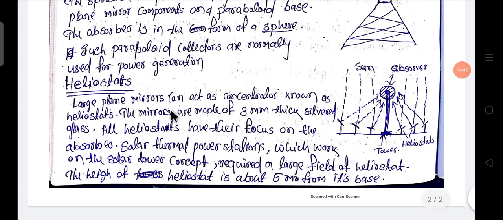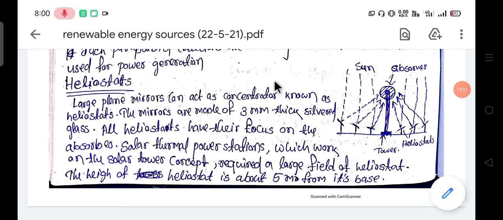Then let us discuss heliostats. This is one type of collector. Here a large plane mirror can act as a concentrator, known as a heliostat. This is the difference from the previously discussed parabolic collectors. This is not a parabolic collector, this is a plane mirror collector. So the plane mirror which acts as a concentrator is known as a heliostat.